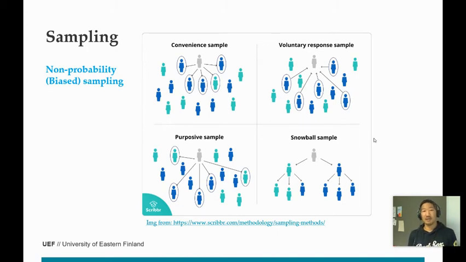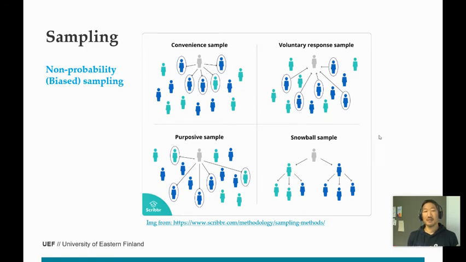For instance, if you want to conduct research about the international student experience at the UEF, instead of targeting all international students at the UEF, you try to get the questionnaire from your classmates that are easily accessed and that you're already familiar with. In this case, you can call it a convenience sampling method.